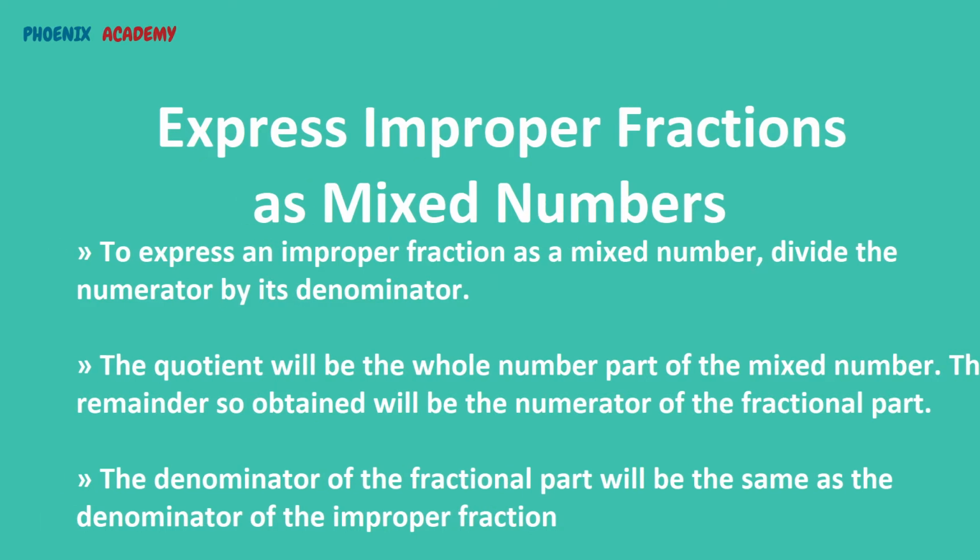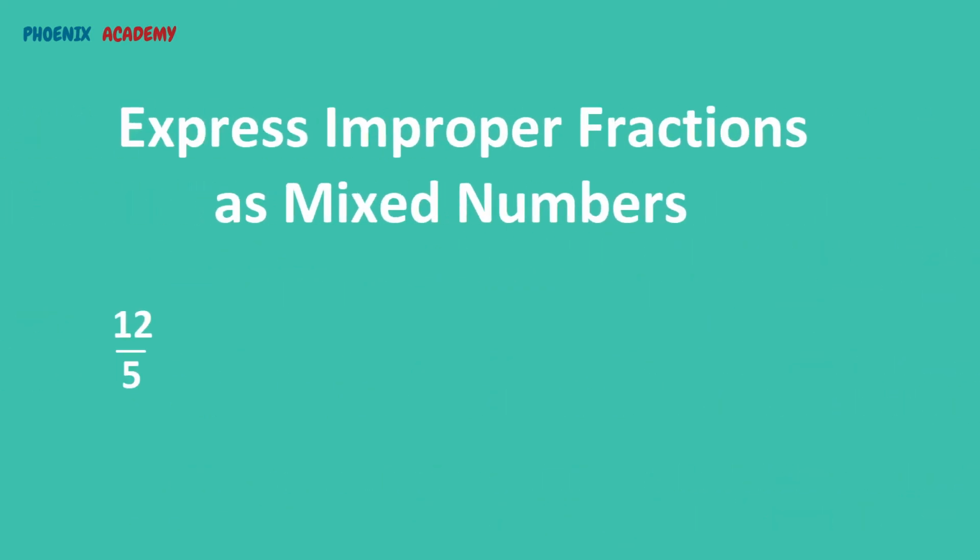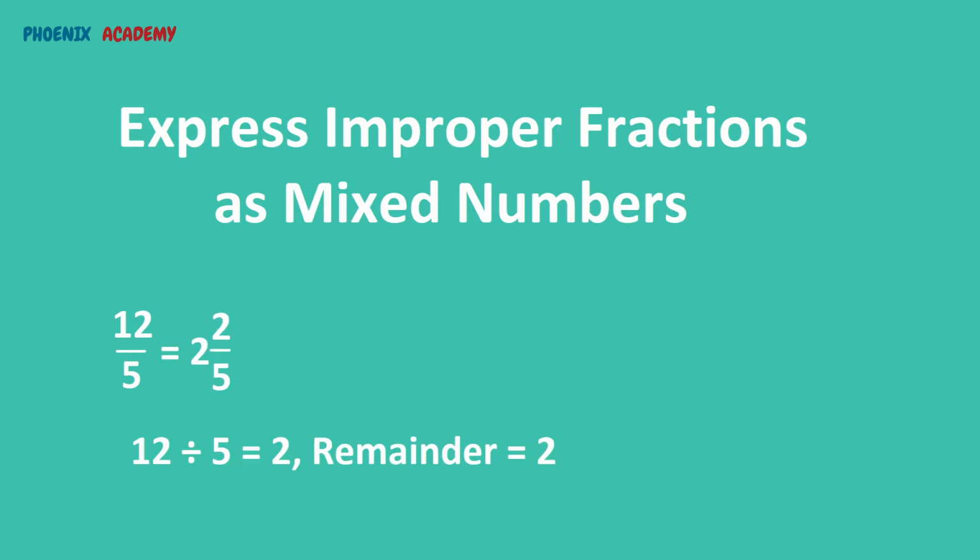Let's see some examples. Let's convert 12 by 5 into mixed number. We divide 12 by 5. We will get 2 as the quotient and 2 as the remainder. So we will write 2 and 2 by 5 is the mixed number.